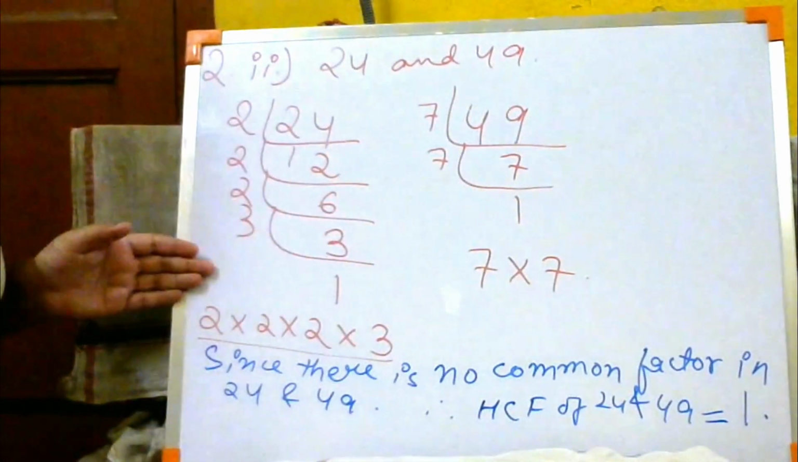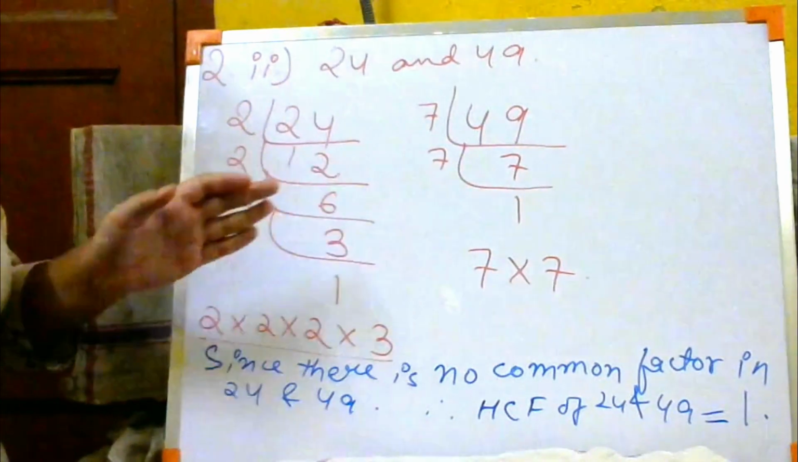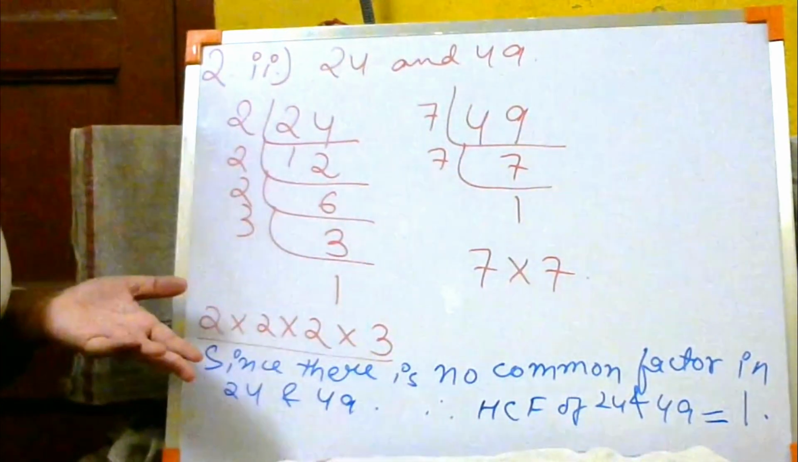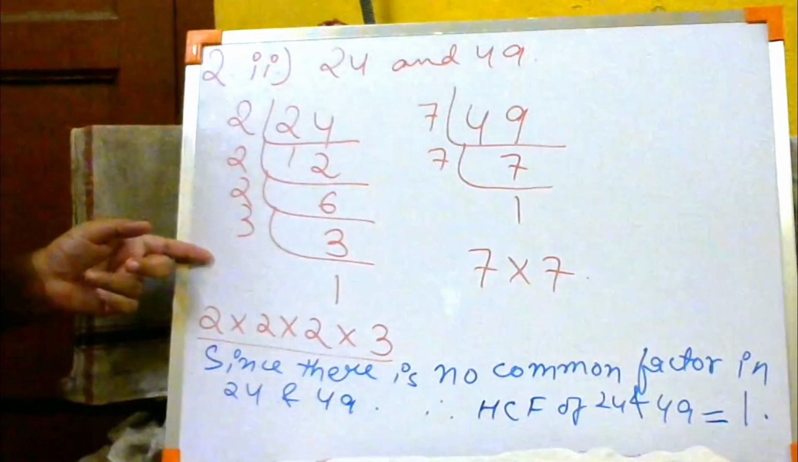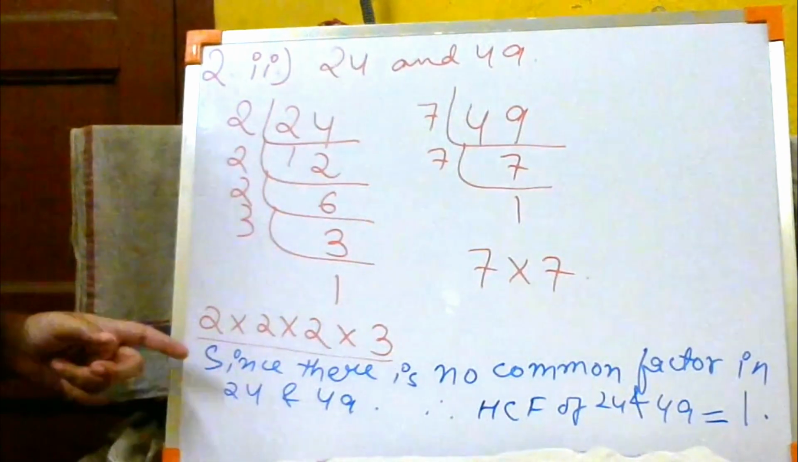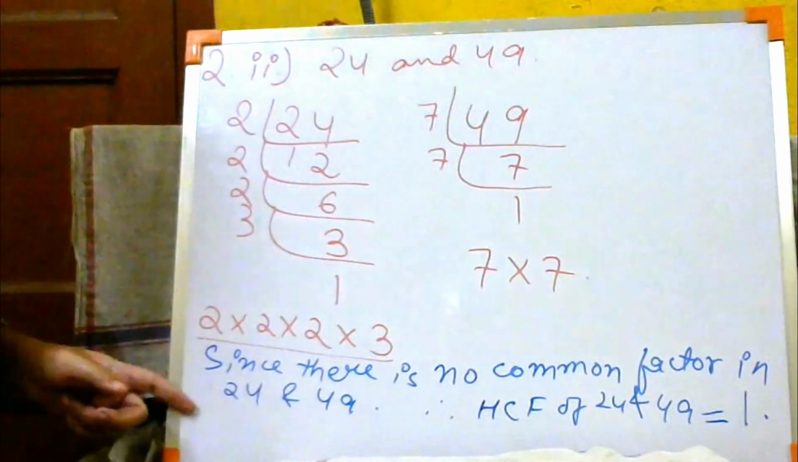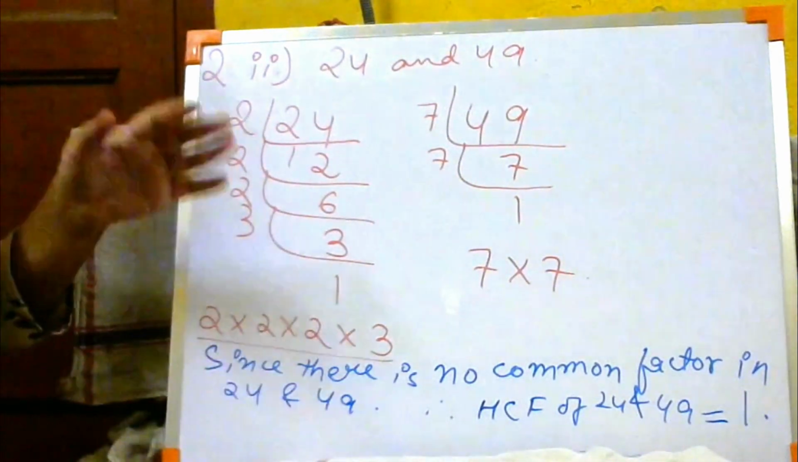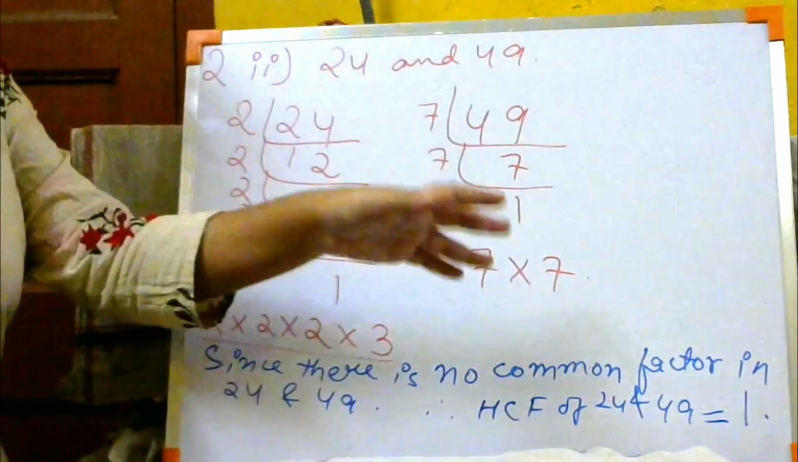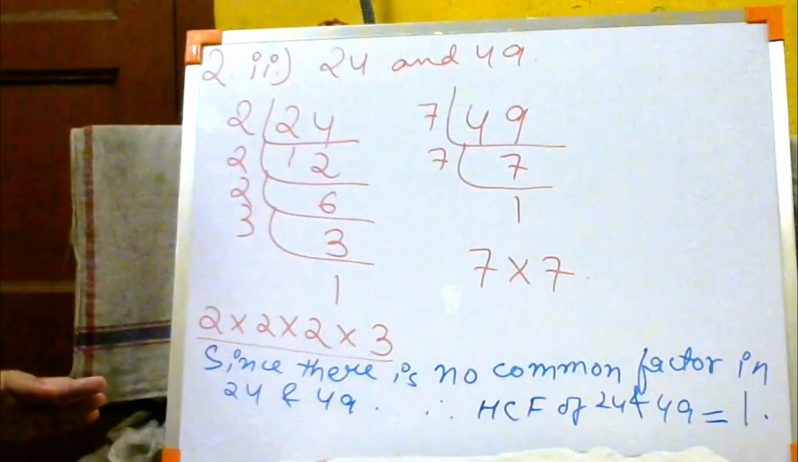Over there also you are going to find the prime factors of those digits and see whether there is any number common or not. If there is a common number, good for you, well and good. And if there is no common factor, then also there is nothing to feel scared. That time you are going to write this sentence: since there is no common factor in 24 and 49, or those two numbers, if any other numbers are given, therefore the HCF of those numbers is equal to 1. Clear?